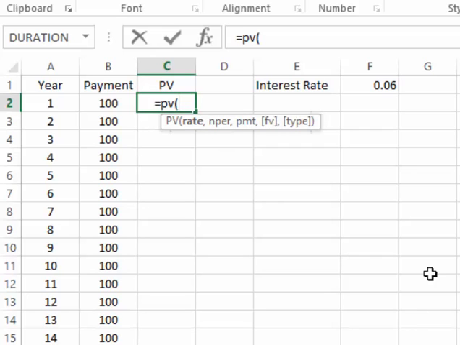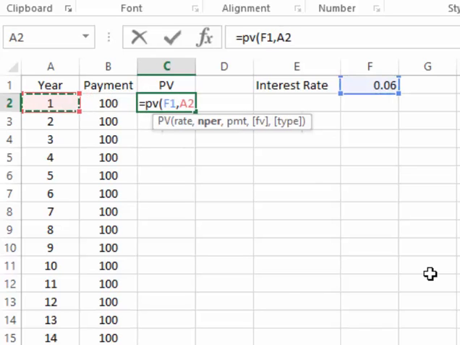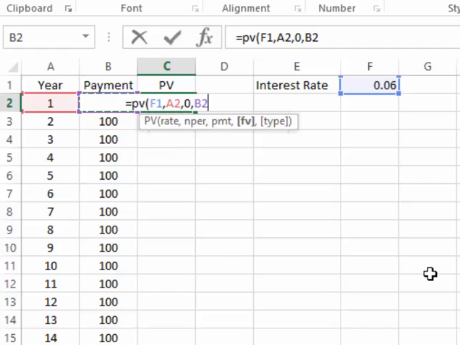So I've got the present value. The first input is the rate, which is 6%. The next one is the number of periods that I'm going to be discounting my cash flow. And I'm going to go over here and reference the cell. So the year number, I'm going to discount this cash flow 1 period. The payment I'm going to put in as a 0. The future value is the lump sum that I'm receiving at the end of that year. So that's where I'm going to reference the cell that has 100 right next to the 1.